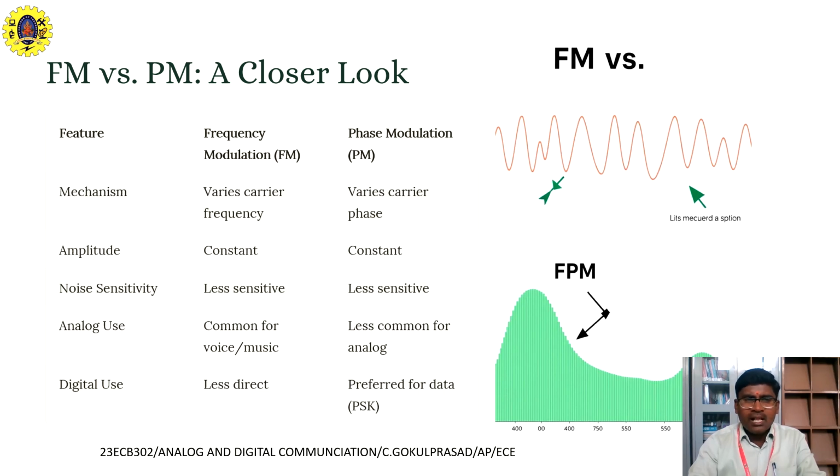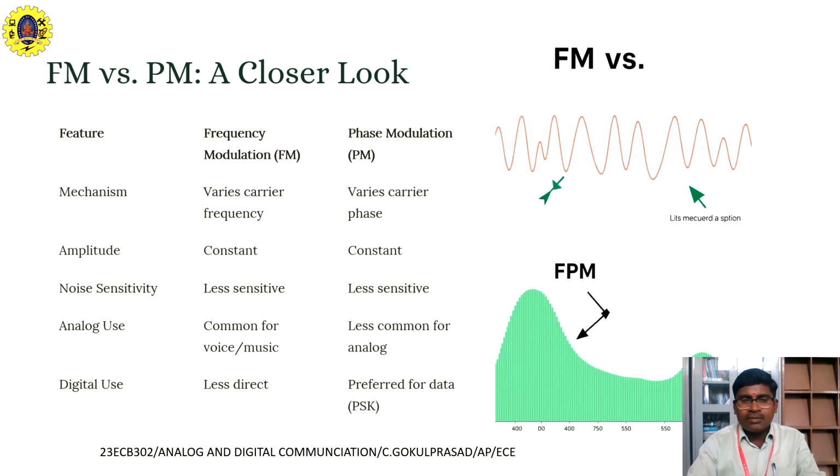Coming to the comparison between FM and PM, when you are going with frequency modulation, the mechanism used varies the carrier frequency, whereas with phase modulation, it varies the carrier phase. The amplitude remains constant for both cases, frequency as well as phase, right? When you are going with frequency modulation, only the frequency of the carrier will be changed, whereas with phase modulation, the phase of the carrier will be changed.